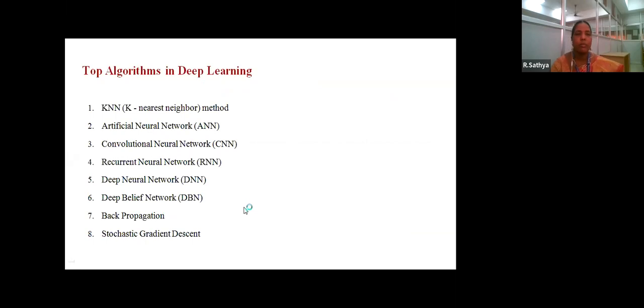And now some of the top learning algorithms in deep learning. I hope all of you would have heard these, right? K nearest neighbor, ANN, CNN, recurrent neural network. CNN, I think on the third day, one more resource person will be discussing in depth. Then deep neural network, deep belief network, back propagation. Deep learning uses back propagation: suppose you are not satisfied with the output you have gathered, you can feed some more input back to the layers and reduce the loss functions, the error functions.